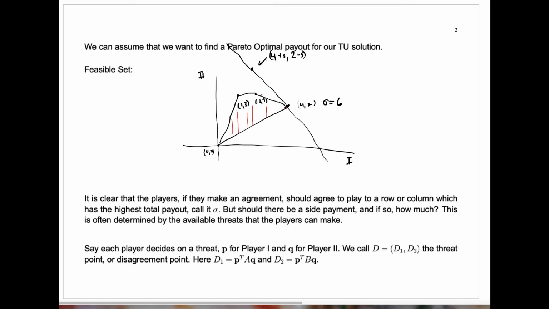It should be clear that for any outcome, and remember we said we can definitely move to a Pareto optimal outcome, we would never want to stay at an outcome that's not Pareto optimal. A Pareto optimal outcome is the one you get by moving up and to the right. Well, if you remember, the entire feasible set for this transferable utility game consists of this strip.